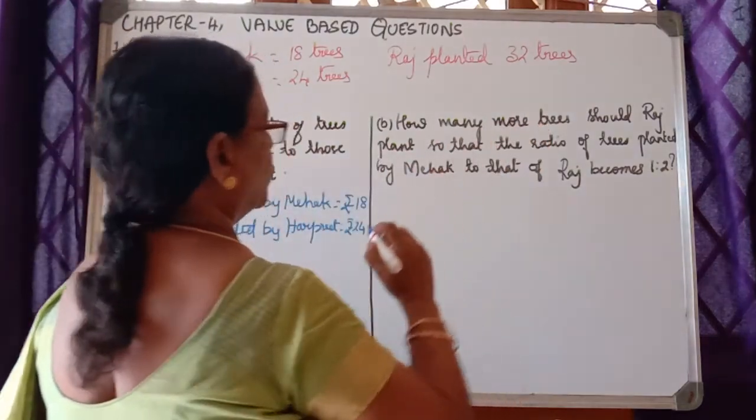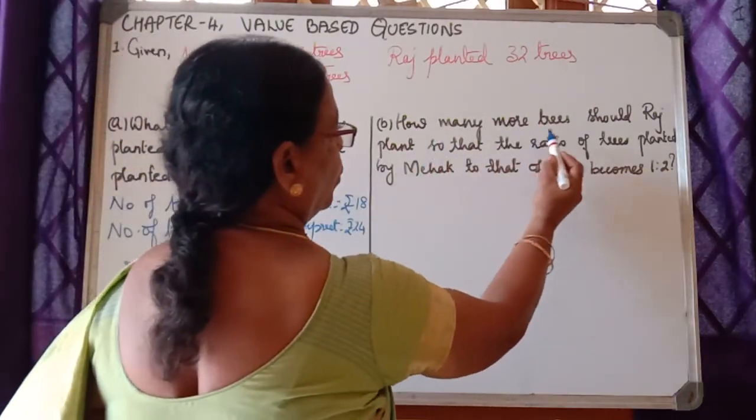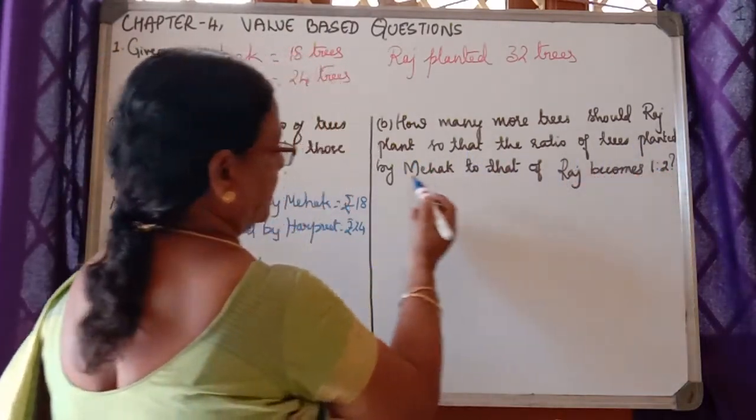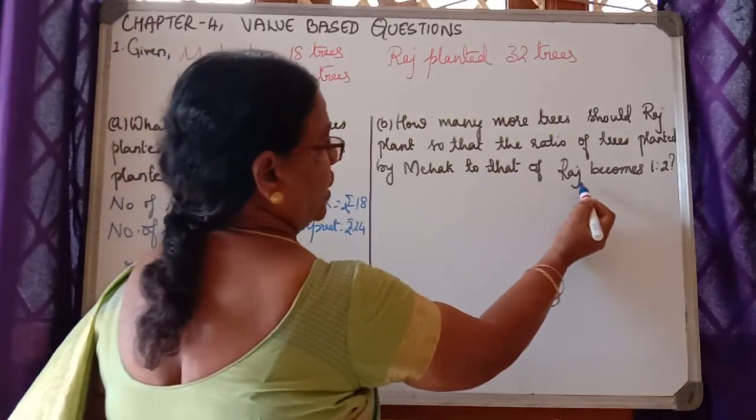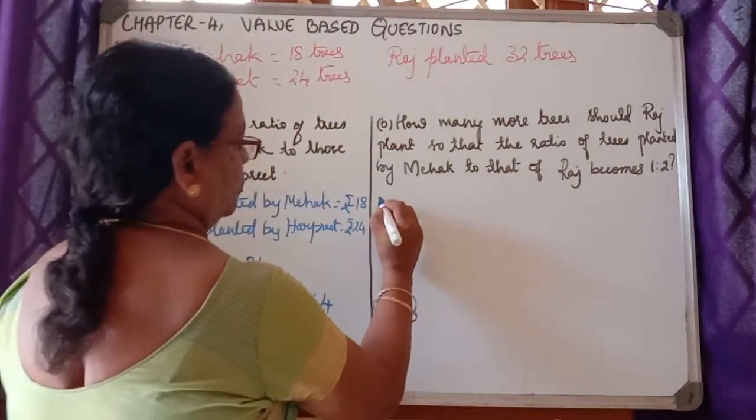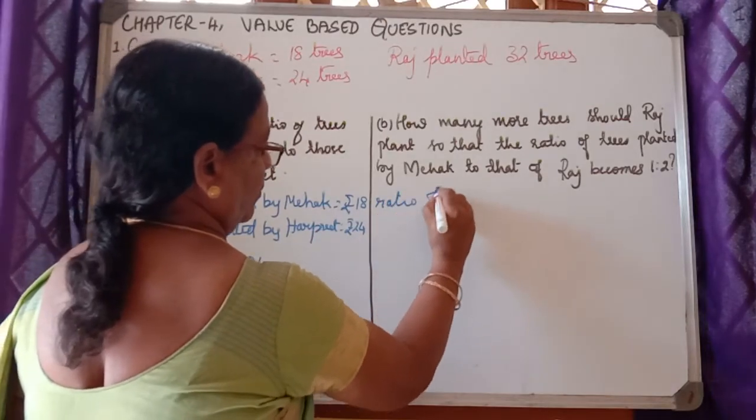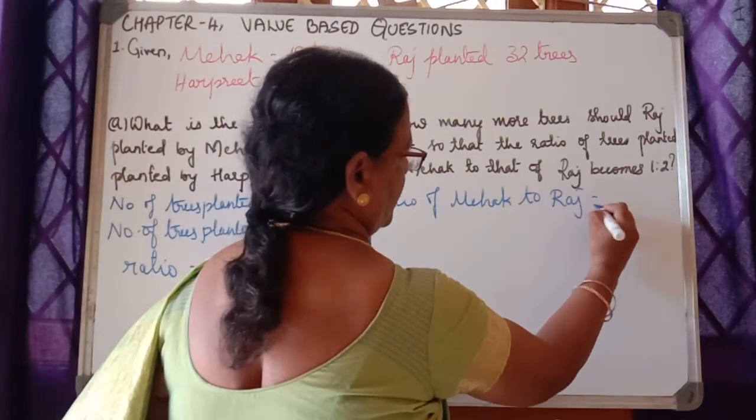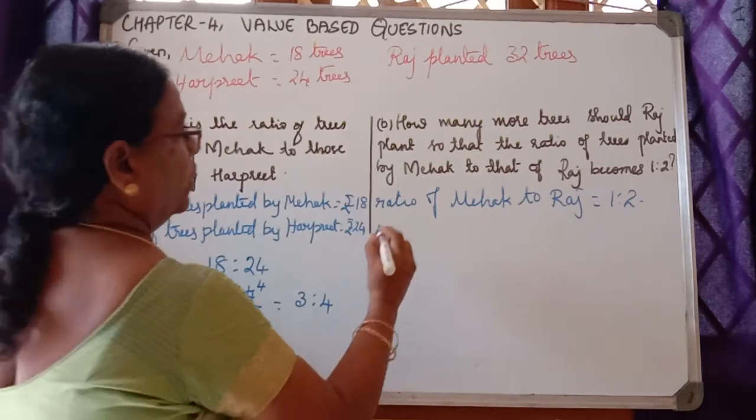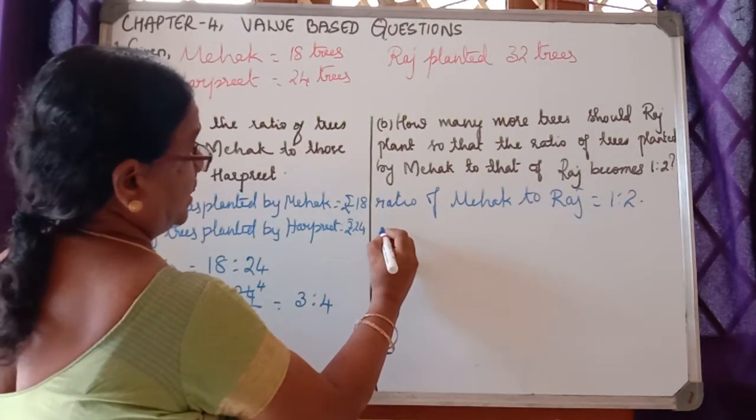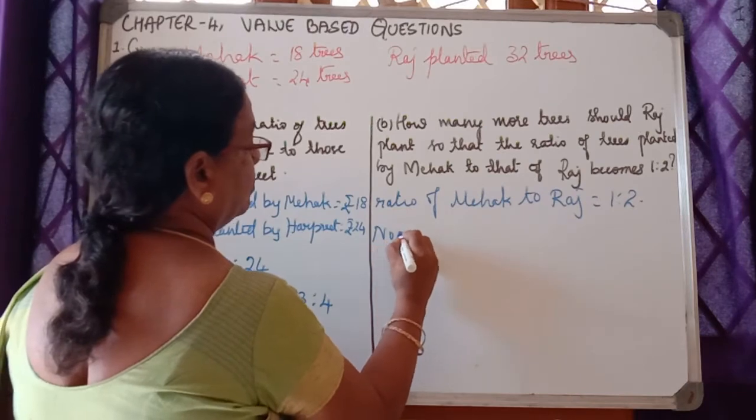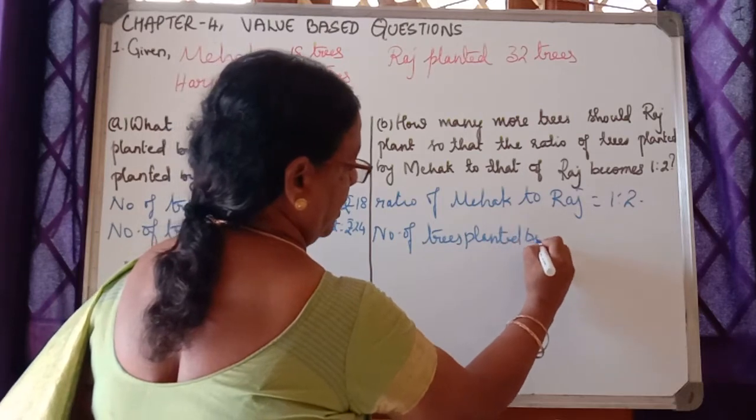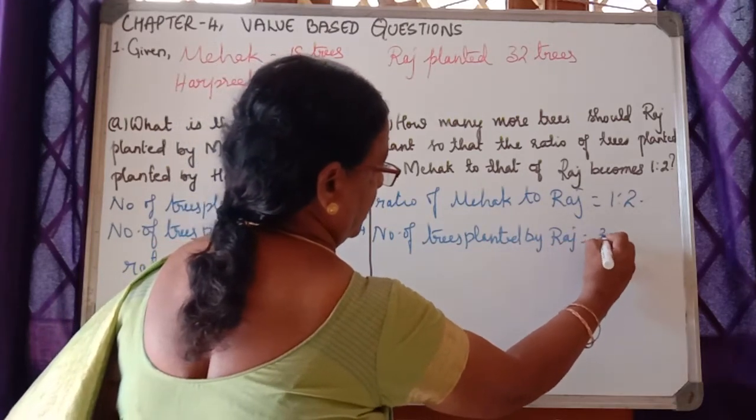Now we are going to solve the second sum. How many more trees should Raj plant so that the ratio of trees planted by Mehak to that of Raj becomes 1:2? Now the ratio of Mehak to Raj, how much? 1:2. Now how many trees planted by Raj? Number of trees planted by Raj is equal to 32.